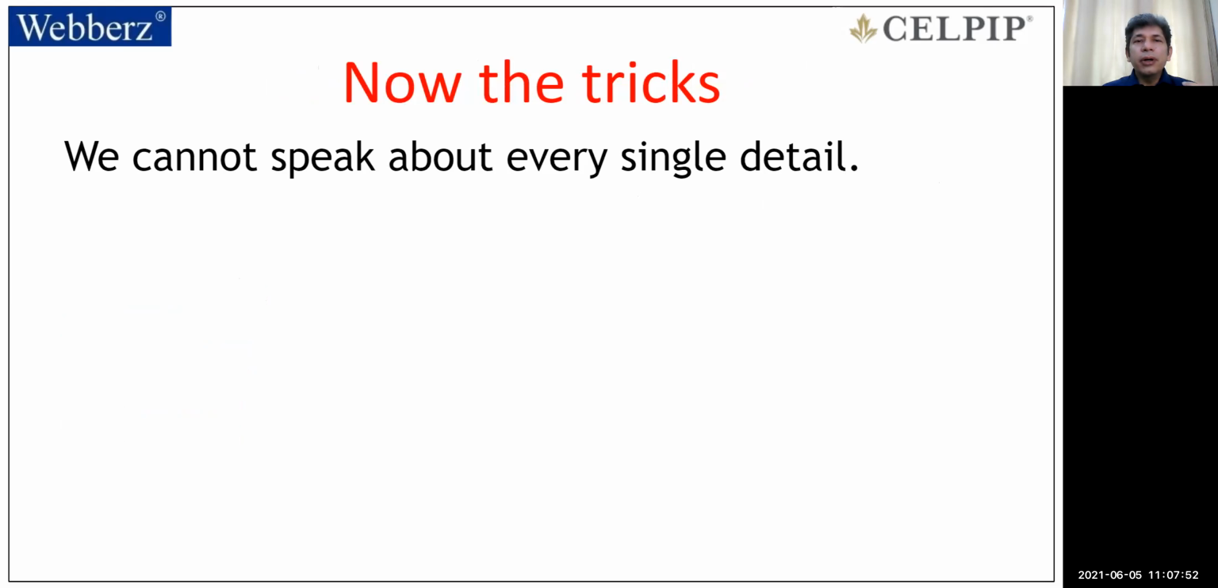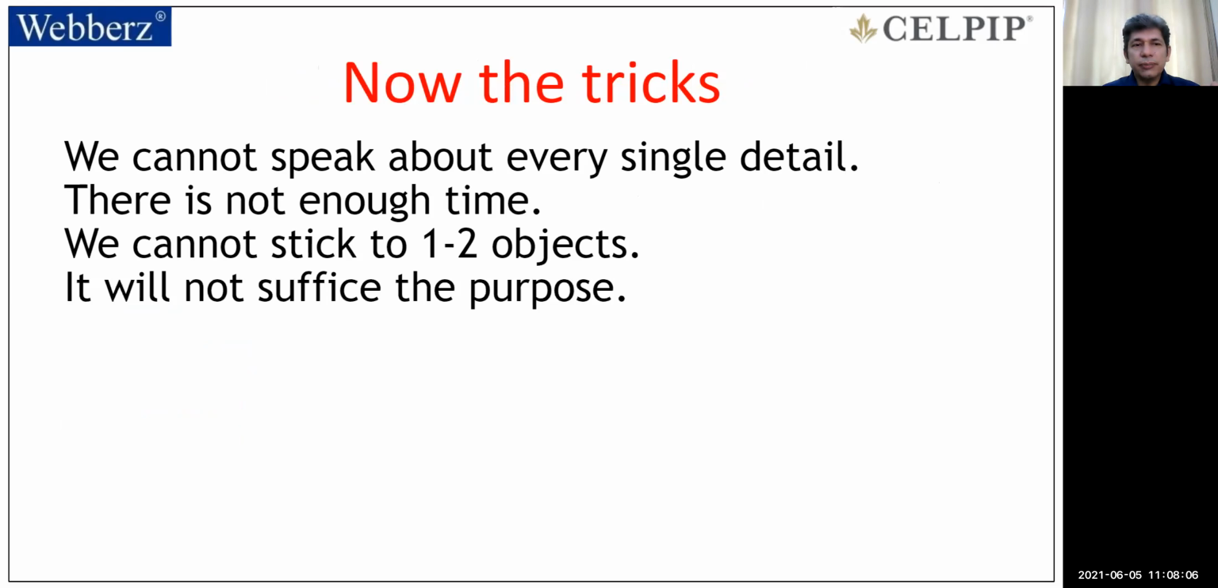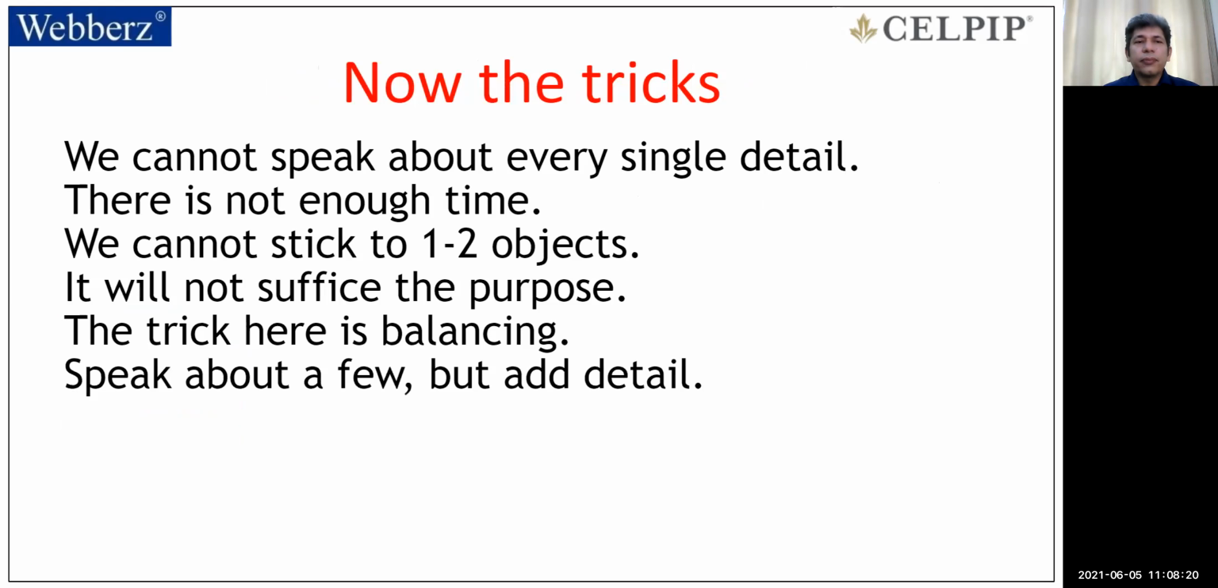Now, remember that we cannot speak every single detail. It will be too long and we do not have the time. We cannot stick to 1-2 objects only. Otherwise, everything else will be ignored and we will not be able to get marks. The trick here is balancing. Now, what do you mean by balancing? That we explain a couple of things in detail and rest of the things we can ignore. So I'm just going to teach you how to do that.